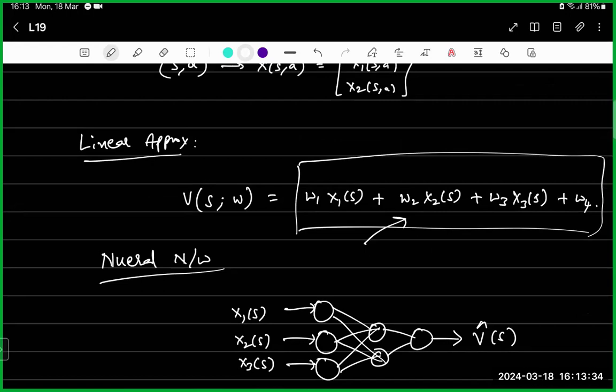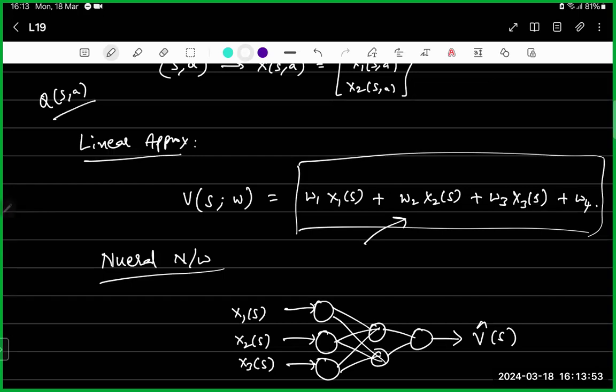That's what is left. Because all the previous algorithms we have learned were directly giving you Q of S comma A for all possible S and A, right? That was a tabular method. We are maintaining a table, and whenever you visit state S and action A, you are updating Q of S comma A.